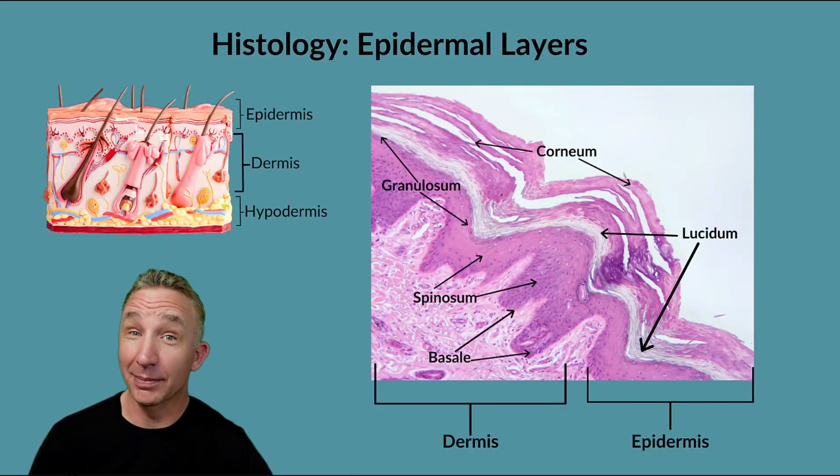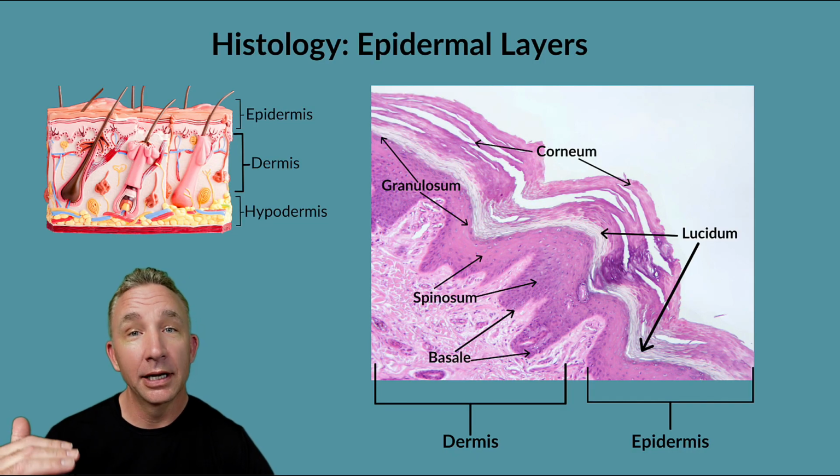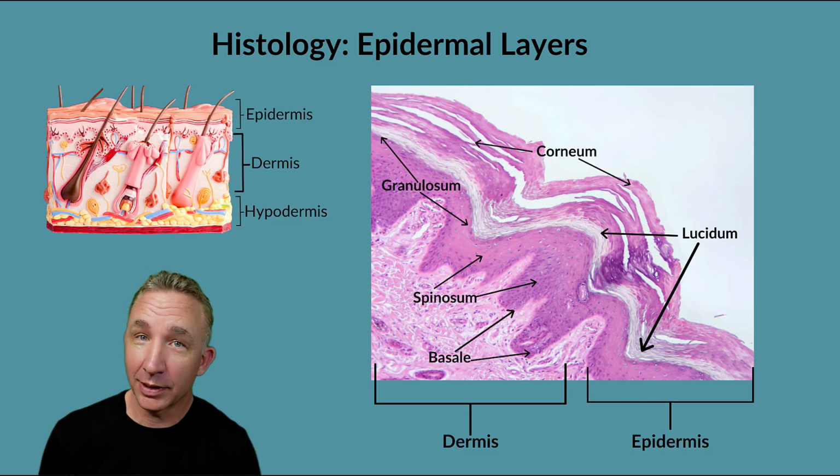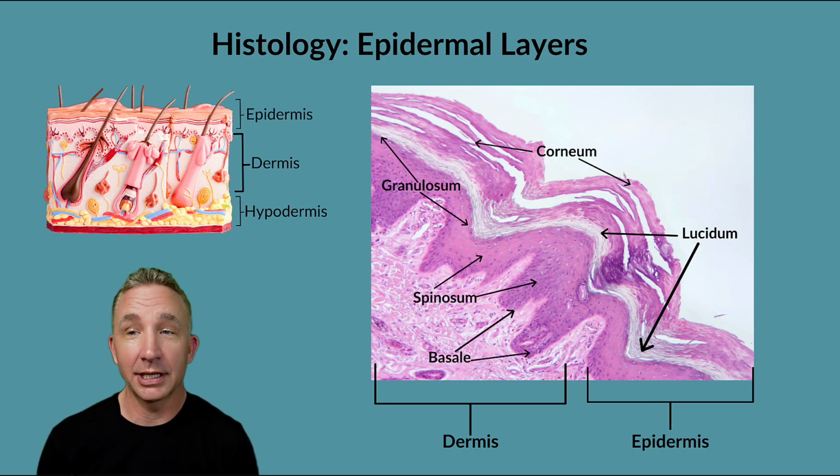Histology of the epidermis. When we look at our skin, we have 3 layers: epidermis and dermis, and hypodermis, which is not technically part of the skin, but we still teach it as part of the skin. And then we're looking specifically at the epidermis, which has 4 to 5 layers, depending on what part of the body. Remember, it's thick and thin skin.